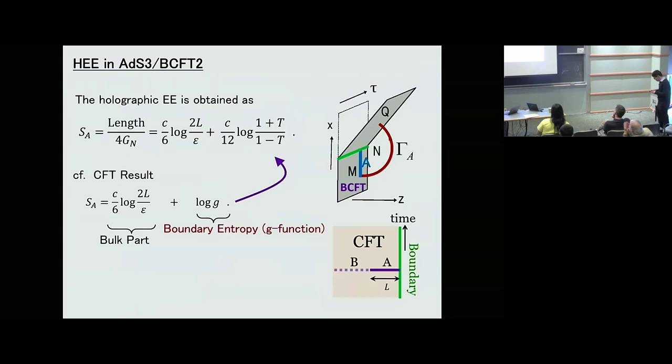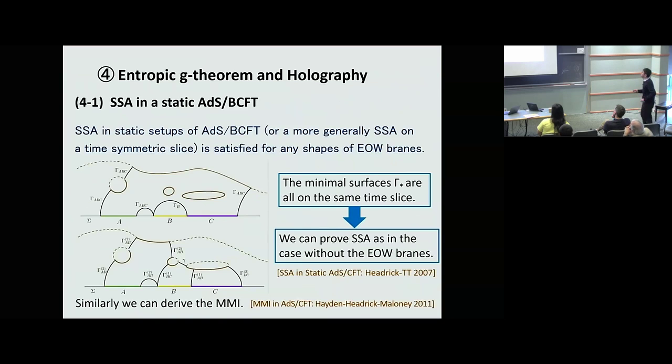And in this setup, we can basically discuss RG flow, but before that, anyway, we are interested in strong subadditivity. So what kind of results can we obtain? Strong subadditivity in a static setup is actually trivial. Let's assume there is no time dependence, then it's trivial because the minimal surfaces are on the same time slice.